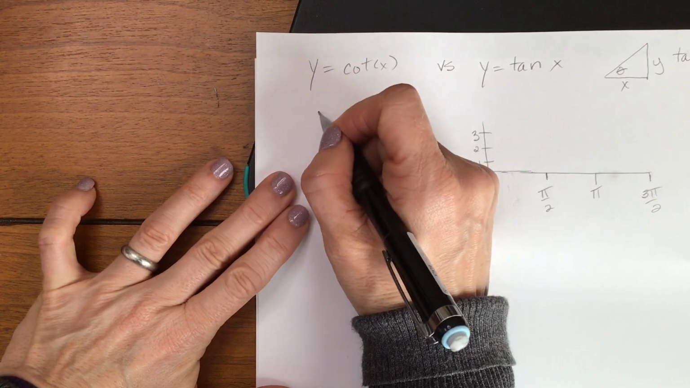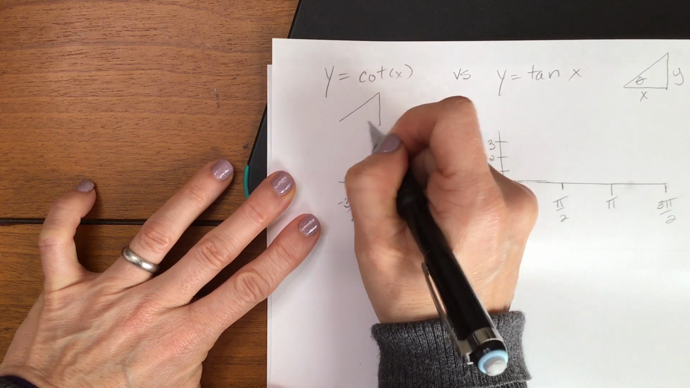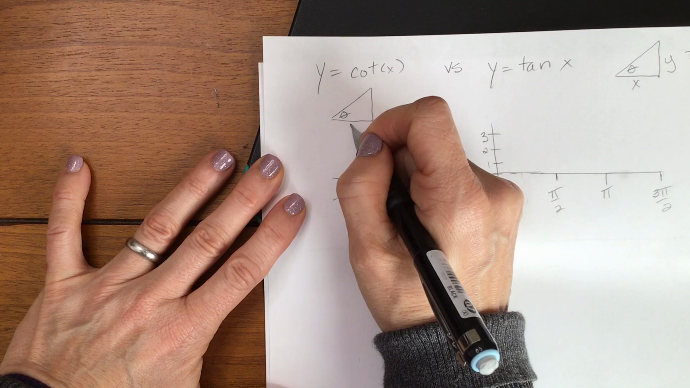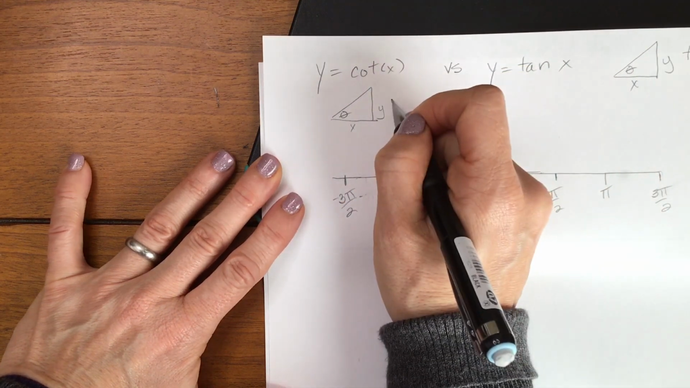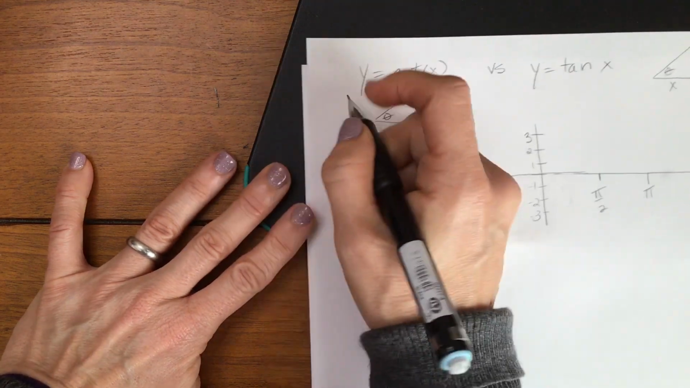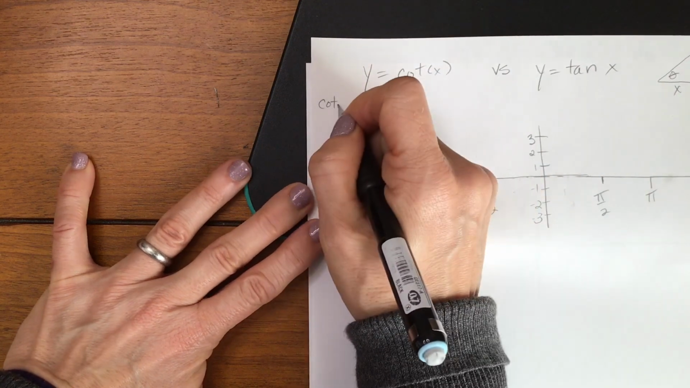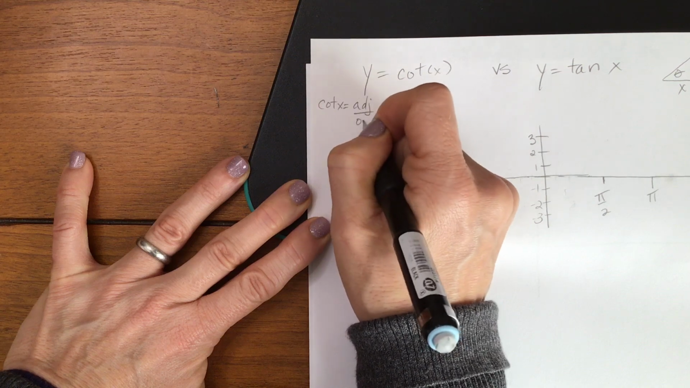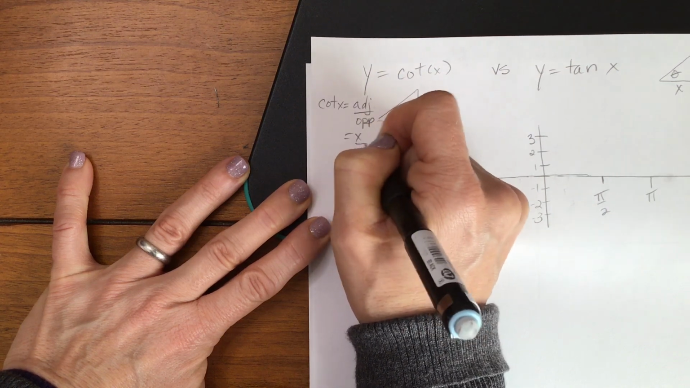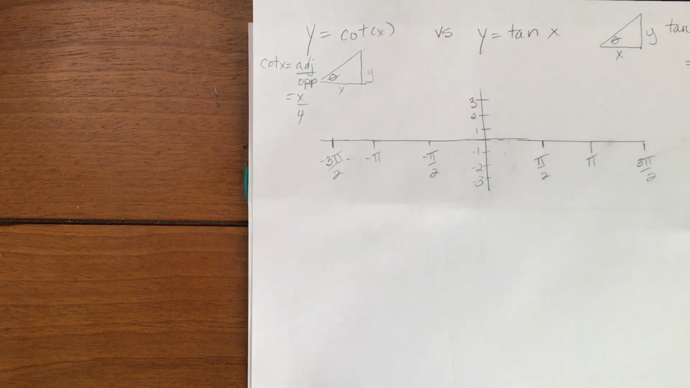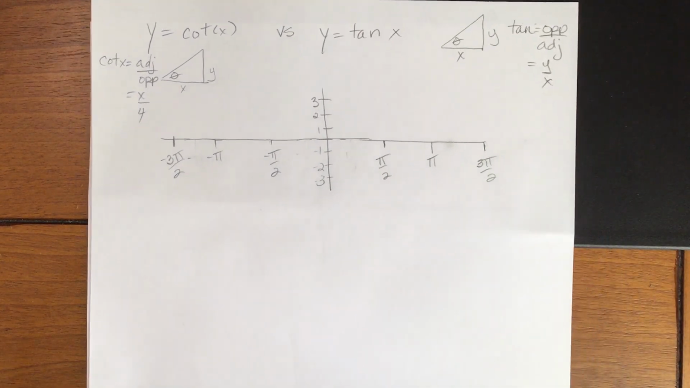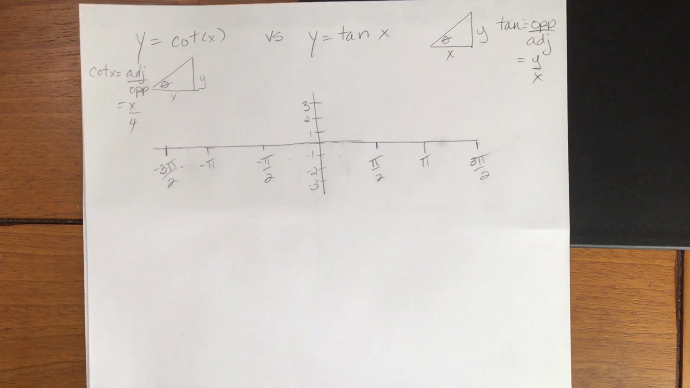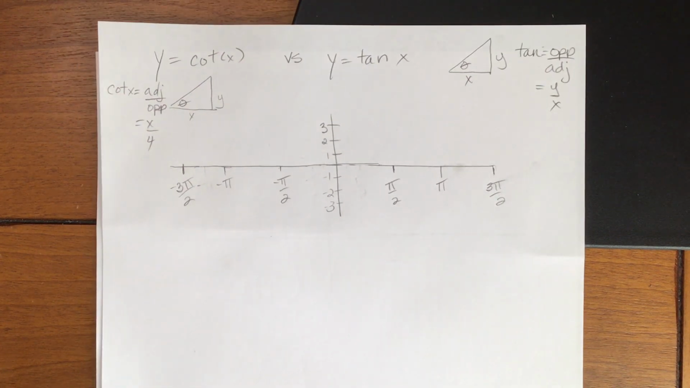So then if we have cotangent over here, cotangent is the reciprocal. So if this is x and y, we're not going to have cotangent be y over x. Cotangent is adjacent over opposite, or x over y. And so if we're thinking about the values around the unit circle for tangent, cotangent is all the reciprocal values. And we're going to see how that affects the graph.